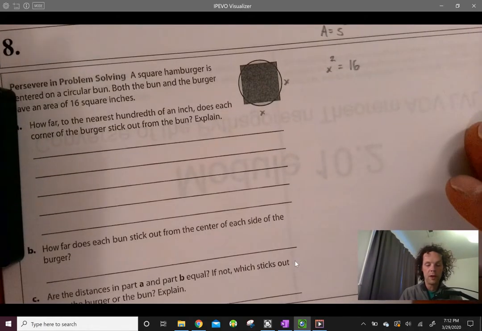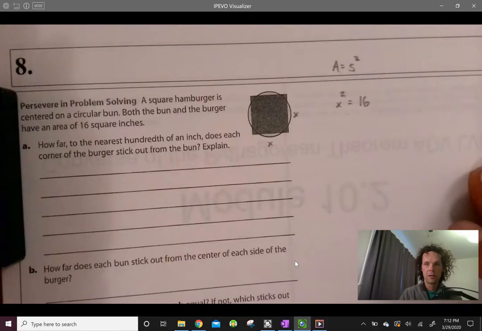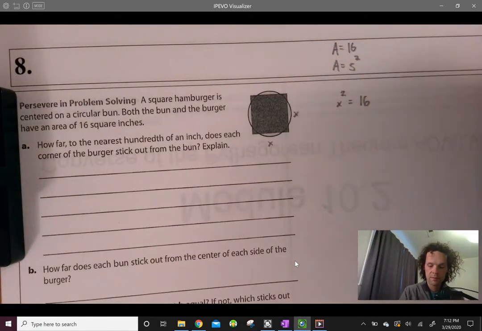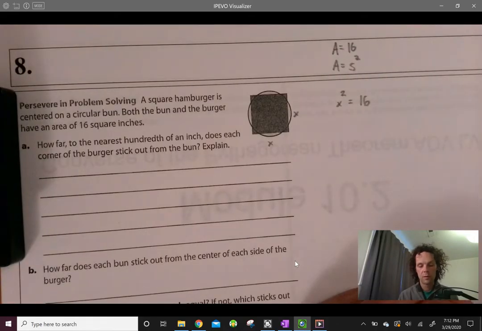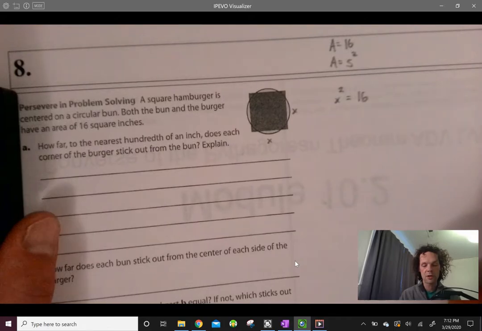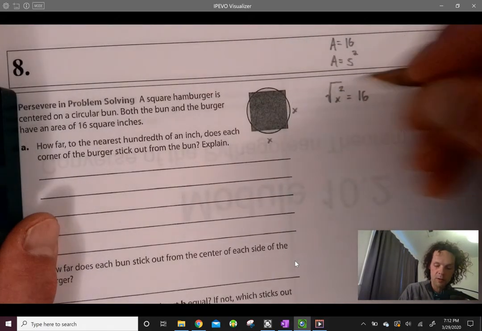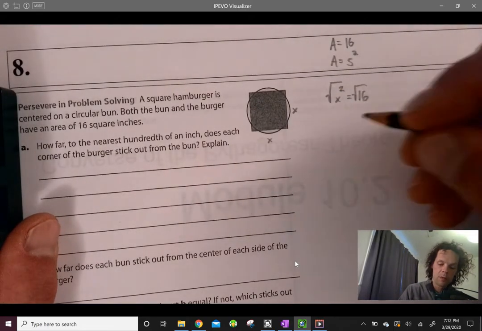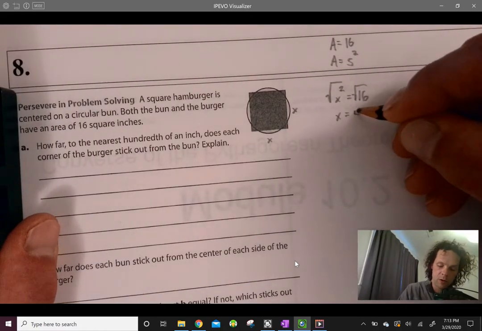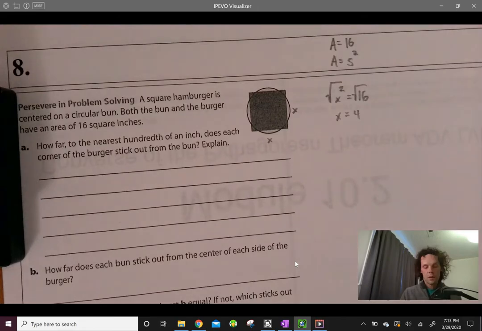Right? And we know that the area equals 16. Okay, and so the sides are both x. They're the same on a square. So if I take the square root, well, then I have x equals 4. So I know that my square has side lengths of 4.